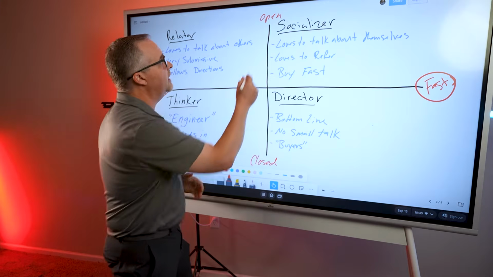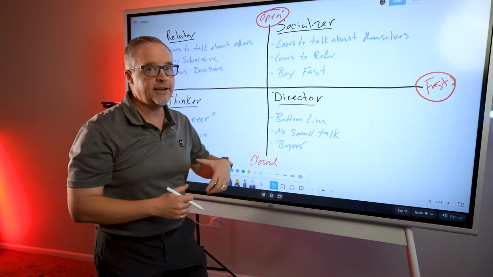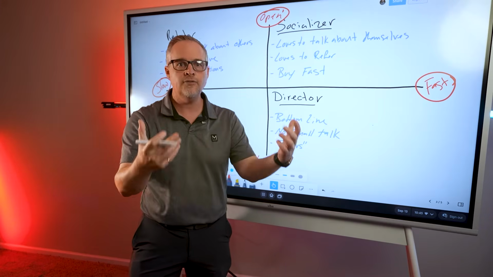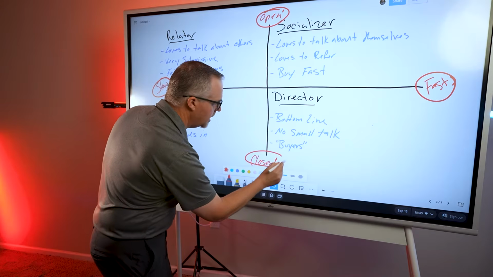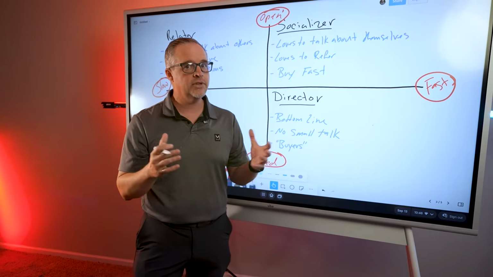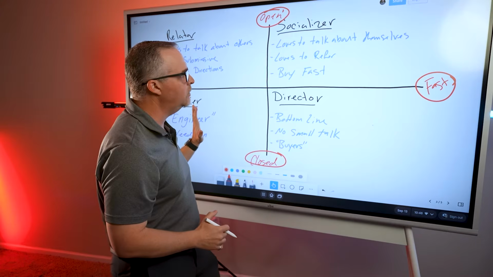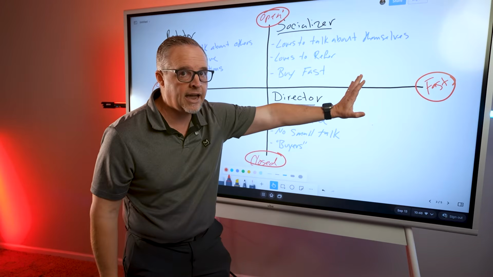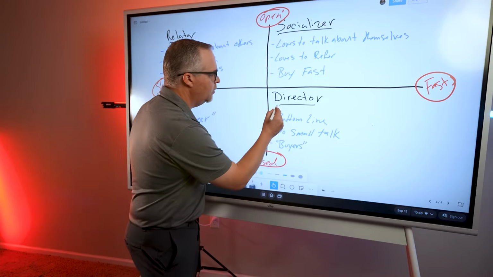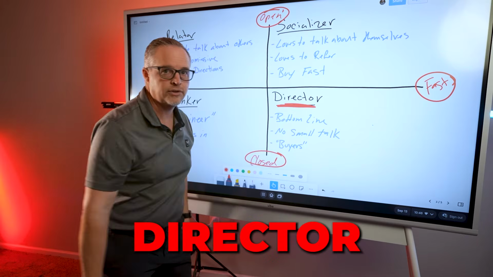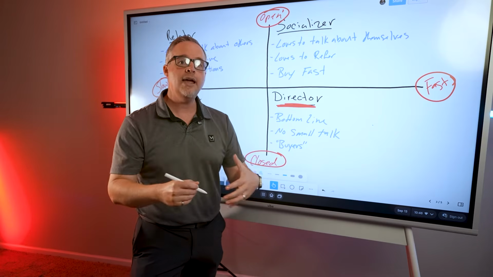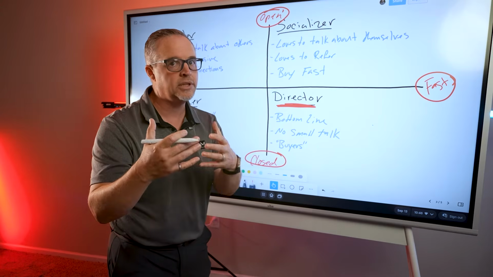But then, are they open? So do they like to talk? Do they like to converse? Or are they closed, meaning they're not big conversationalists? It's kind of a get to the point, okay? So if what we're talking about is somebody that's fast and somebody that's closed, we're gonna be talking about the director. Now, some of you may have dealt with directors in the past.